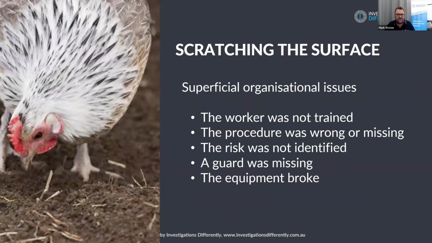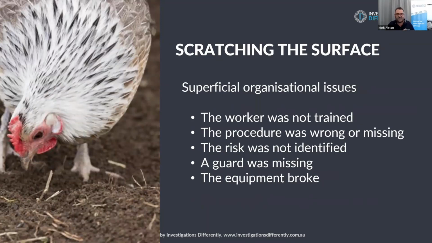Now, we review countless investigations here. And too often we see organisations who say, yeah, we've got an enabling culture. We don't blame. And that's okay. I get that. We're seeing now less and less of workers being disciplined. But we're still seeing other things. We're still seeing these sorts of organisational issues, right?